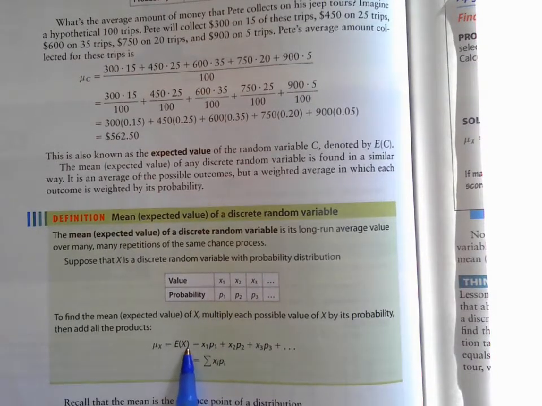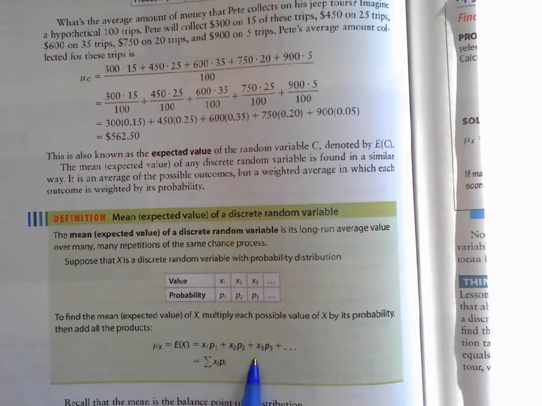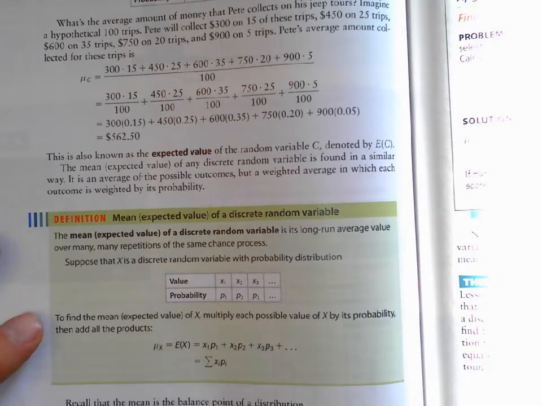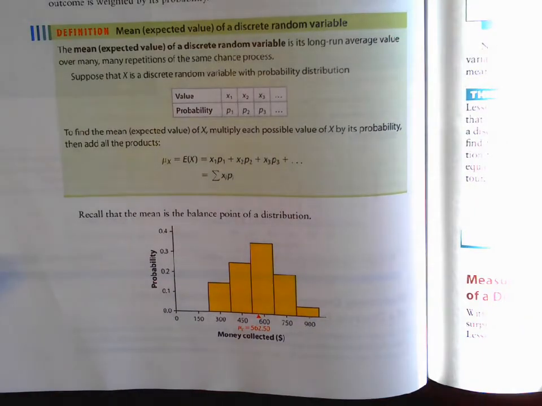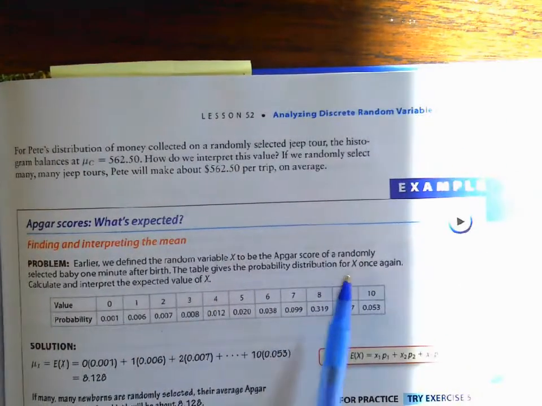The expected value of x: you take x times p plus x times p plus x times p, right? So it's a sum of x times p. You don't really need to know that notation, just know how to find it. We can see right here, that point right there is that money collected. This is kind of the words you would use to describe it then.